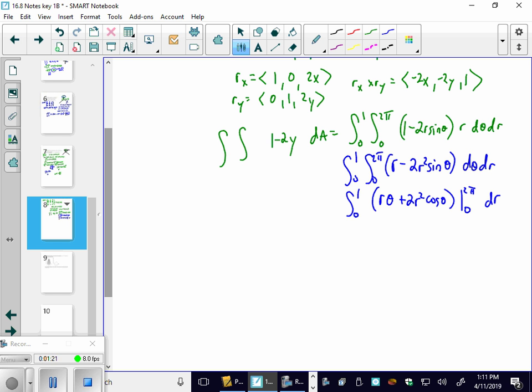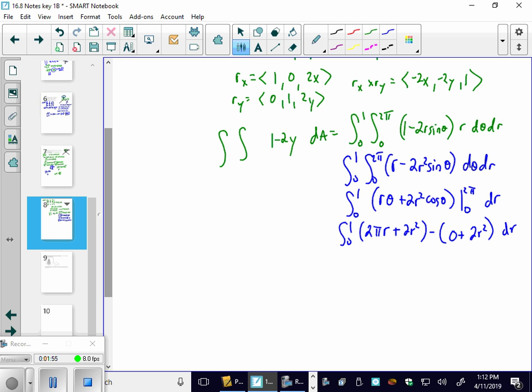All right, so plugging in 2 pi, we are going to get 2 pi r plus, plugging in 2 pi for cosine is going to give us 1, so that's going to be 2r squared, minus plugging in 0 for theta, we get 0, plus plugging in 0 for the cosine part of theta is going to give us 2r squared. Well, that actually works out nicely because it looks like the 2r squareds are going to go away.